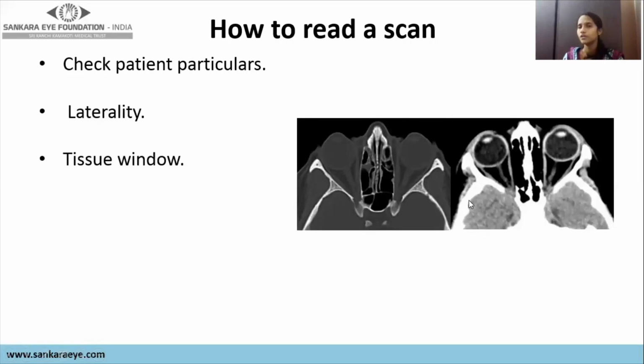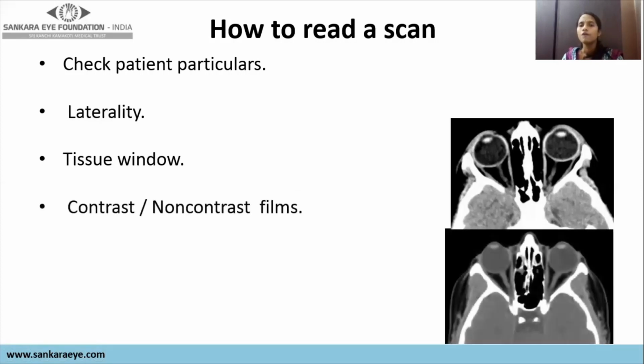Why do we need a bone and a soft tissue window? Whenever you're dealing with a lesion of the bone, like a fracture or a lytic lesion, you need to look into the bone window. And when you're dealing with soft tissue lesions, you should look at the soft tissue window. Once you're done with the window, you should look for whether the film is a contrast or a non-contrast film.